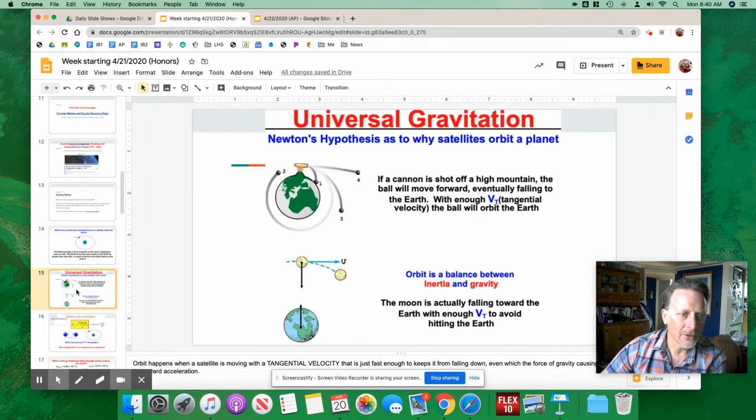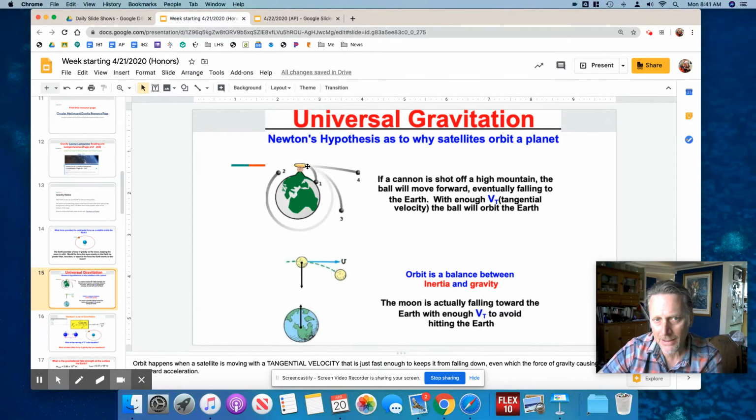So Isaac Newton came up with this hypothesis about universal gravitation. One of the ways to explain this is to imagine if you had a cannonball and you were to shoot it off a mountain. Well, it would just naturally go outwards and then fall. Okay, and then he thought, well, what if you shot it so fast that it shot off into space and never came back to the Earth?